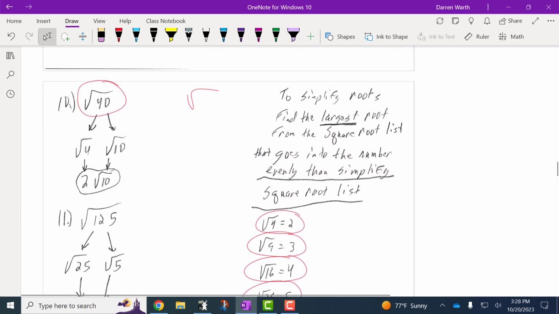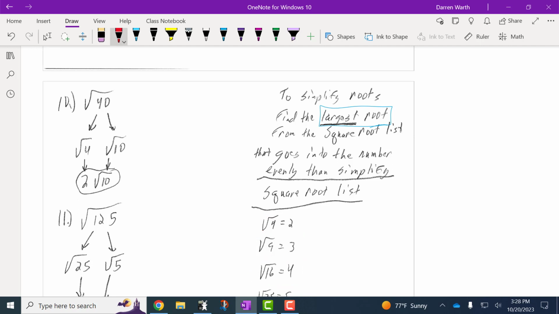Or in other words, I'm going to find a number on my list that goes into 40 evenly, and I want to find the largest one. So notice I point out, always find the largest root from the square root list. So notice in 40, I've got this number right here. So I've noticed that 4 goes into 40, and that's going to go in there 10 times. I'm going to break that apart as the square root of 4 times the square root of 10. So the square root of 4 answer is 2, so that changes to 2, and the square root of 10 stays the same, and that will be your answer of 2 square root of 10.